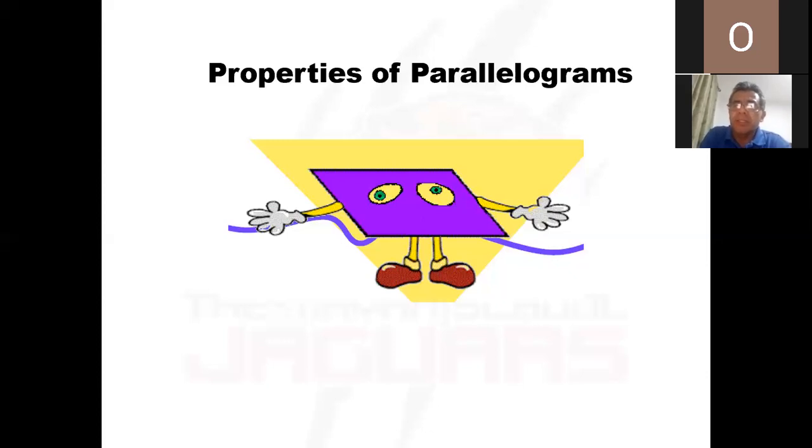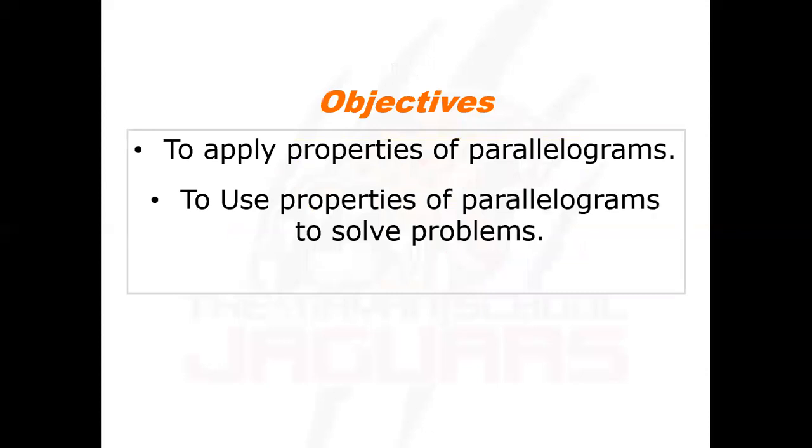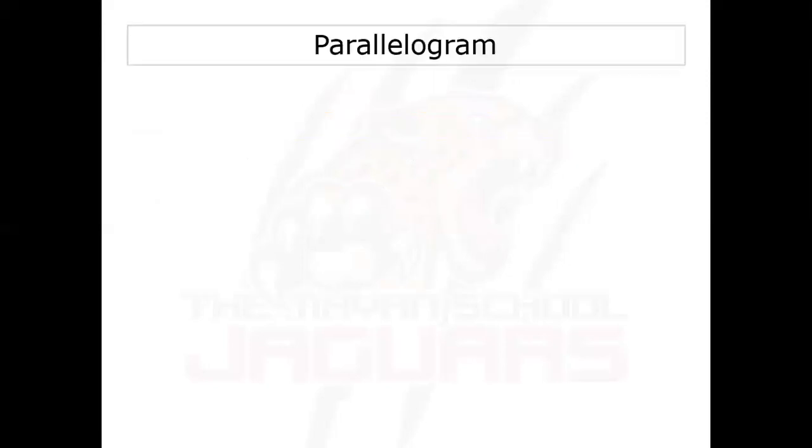Then we continued in the next section with the idea of quadrilaterals, and we saw the different kinds of quadrilaterals that we can have. And today we will continue with a special kind of quadrilateral called parallelograms. So today we're going to study the properties of parallelograms. So let's start. For this class, the objectives are to apply properties of parallelograms and to use properties of parallelograms to solve problems.